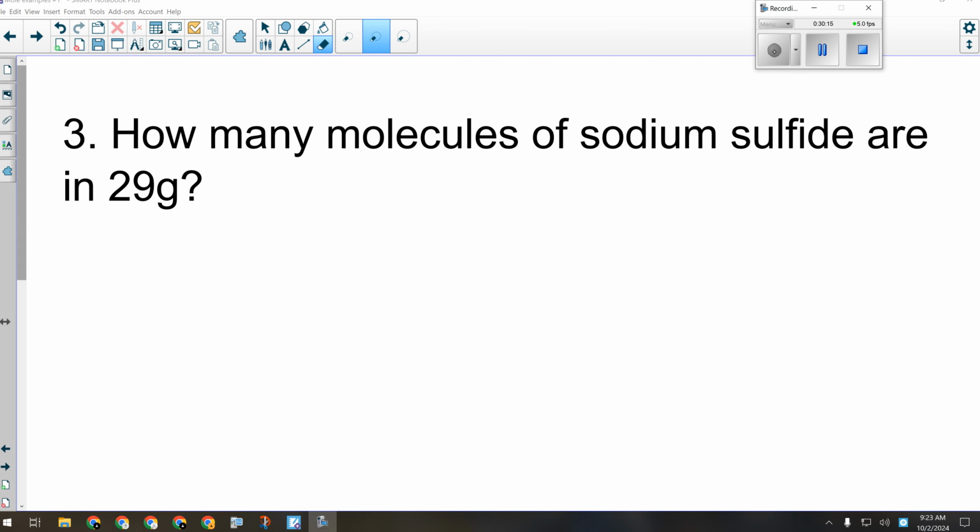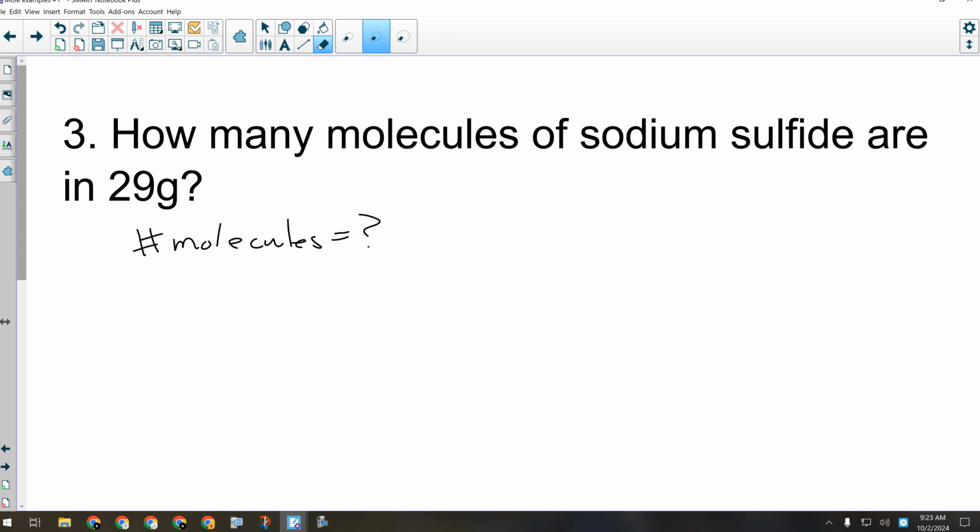All right, so on number 3 here, the number of molecules is what we are looking for. Hey, does that mean we're going to need Avogadro's number? Yes, as soon as you see the word molecules, Avogadro's number is in play. There's only 2 things you're going to do with it, multiply and divide. In this one, which one are you going to do?